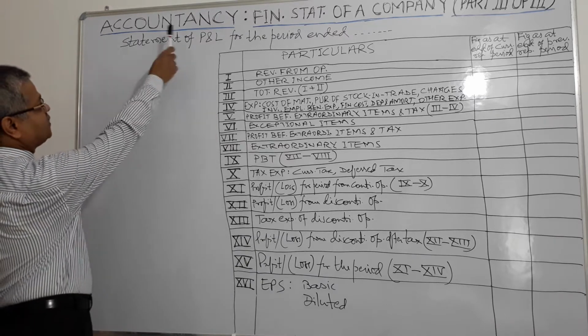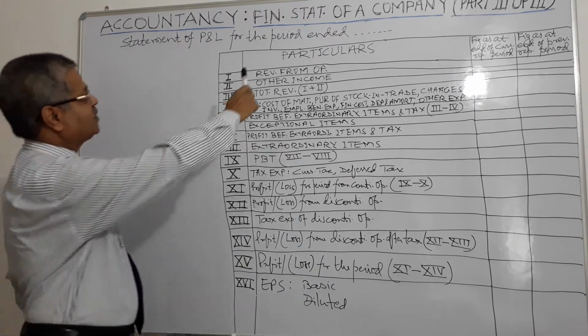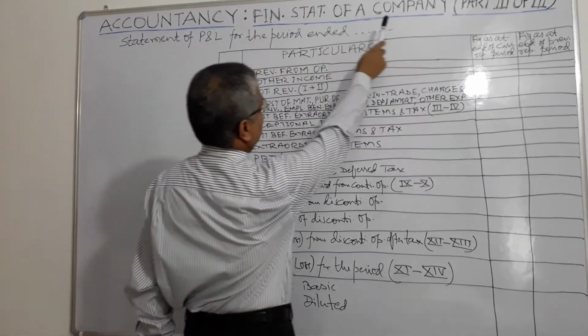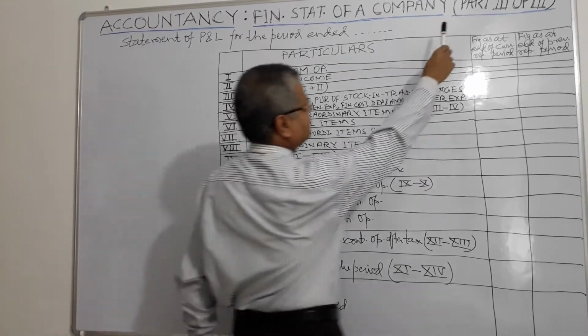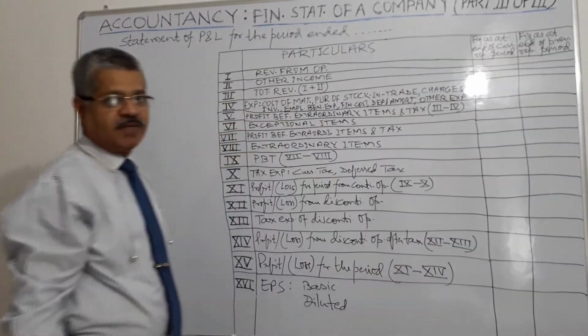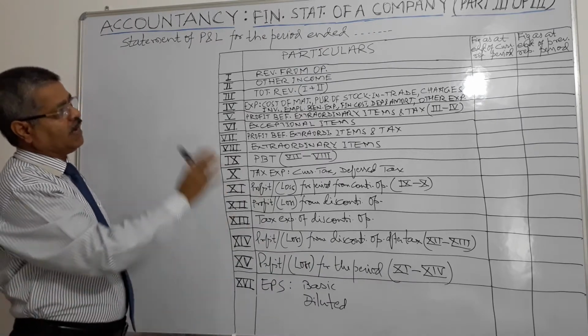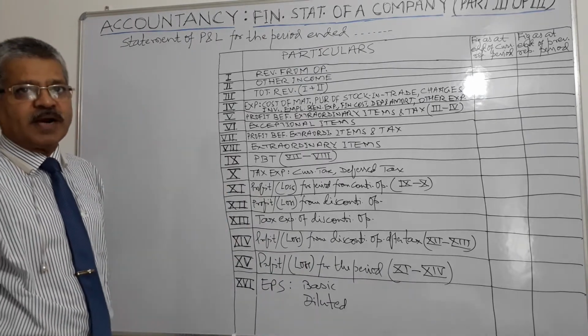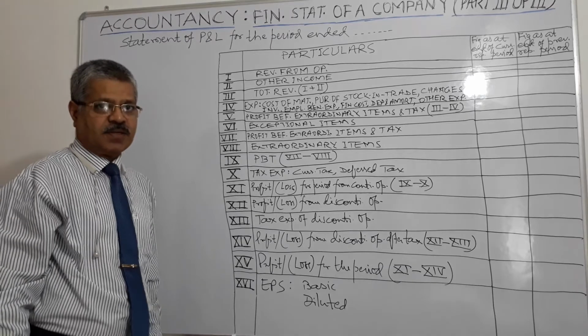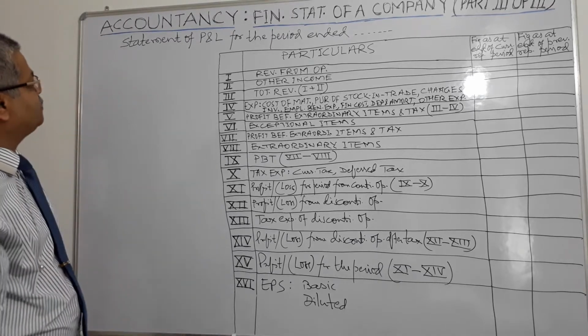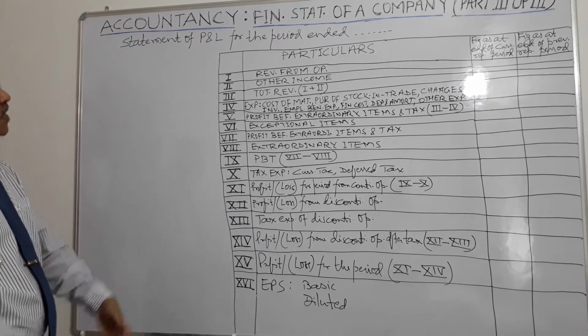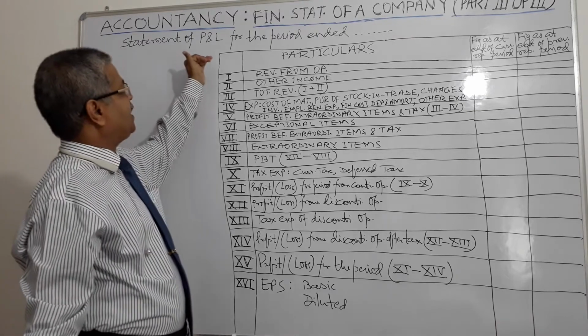Today our subject is accountancy. Our chapter is financial statements of a company, and this is part 3 of 3. We have divided this chapter in 3 parts, and this is the third part. 2 parts we have already discussed in previous videos, right? Here we will focus only on the statement of P&L.